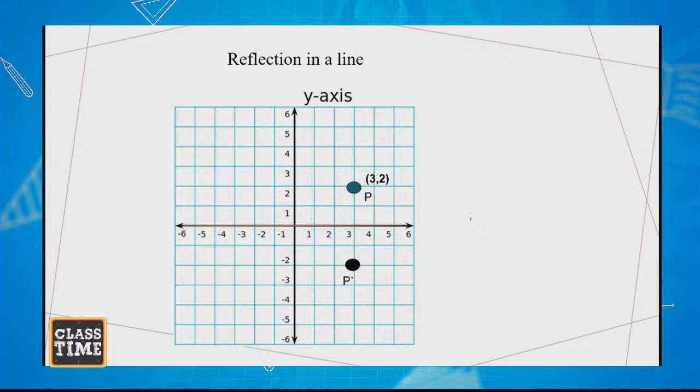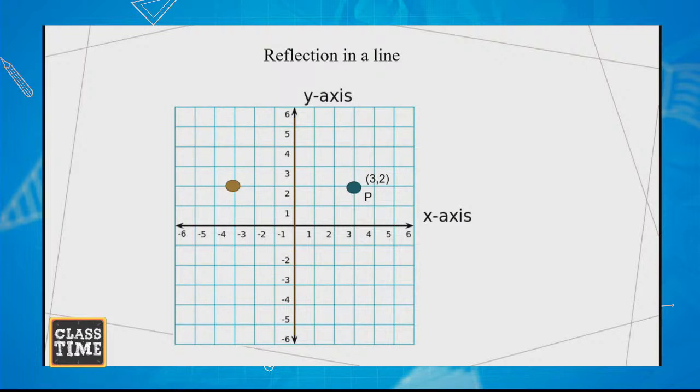All right. So we've identified it. And we're reflecting, as we said before. So we are now reflecting in the y-axis. And again, we could have counted. P is actually 3 units from the y-axis, and so P prime would also be 3 units.